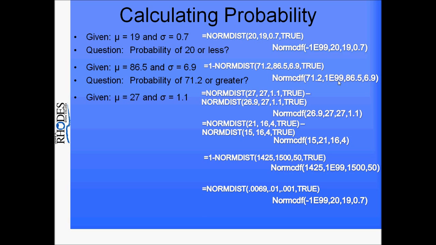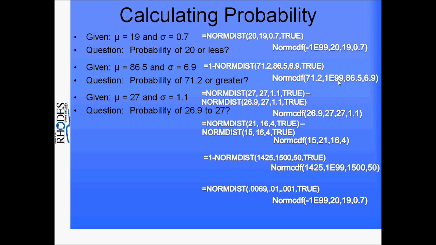Okay. Next example. Again, we're switching the mean and the standard deviation around. Your mean is actually 27, standard deviation of 1.1. The question is, what's the probability between 26.9 and 27? Okay, so now we're not talking about less than or greater than. We're talking about between two different numbers.